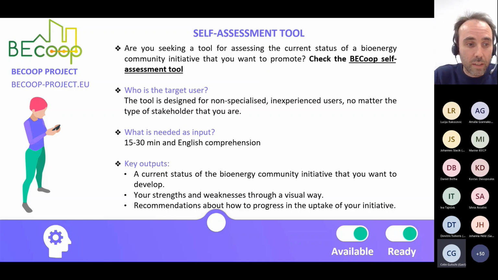So the tool has been designed to be used by non-specialized and inexperienced users. It requires a short period of time, around 15-30 minutes. The tool is in English, so obviously you need some English comprehension. The main output is the current status of your bioenergy community. Also, we show your strengths and weaknesses in a visual way, and we provide recommendations in order to help you with the big weakness points.